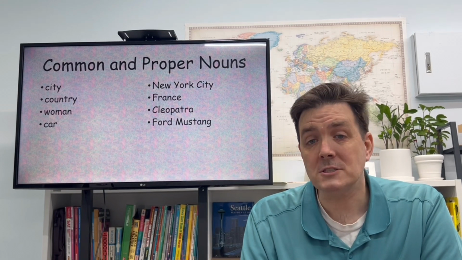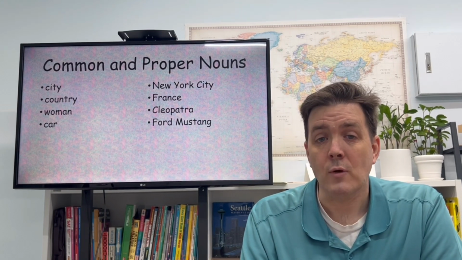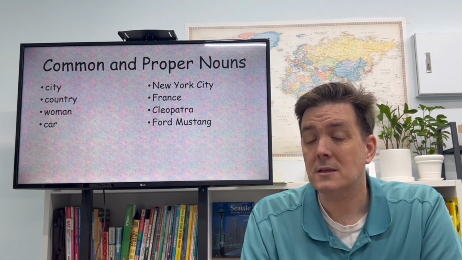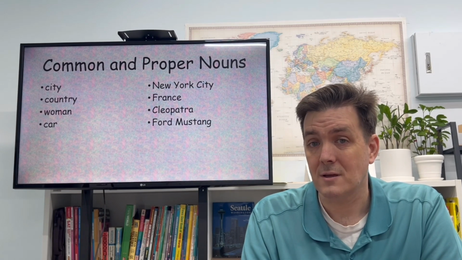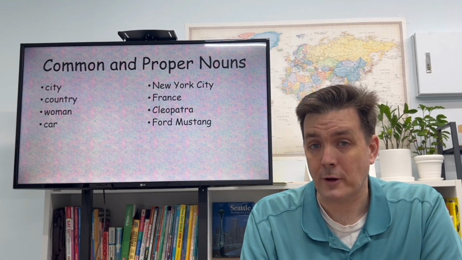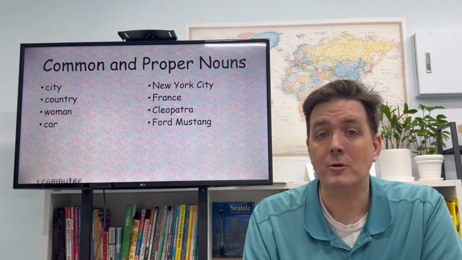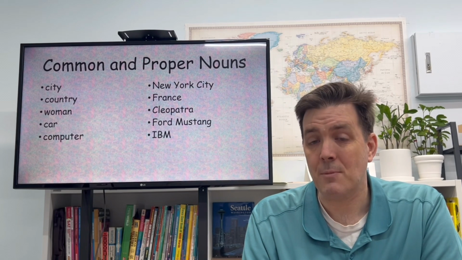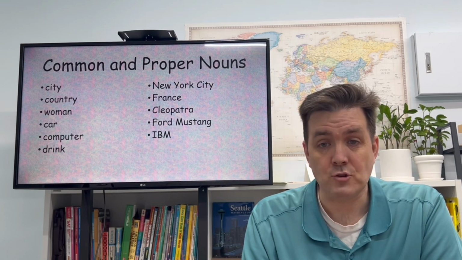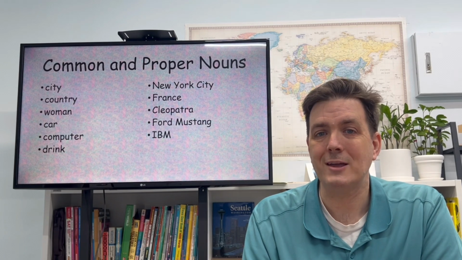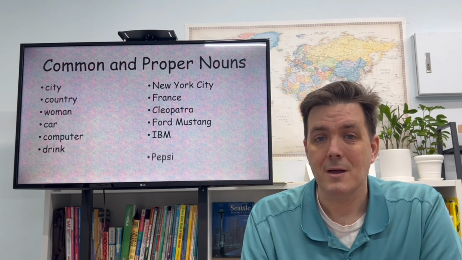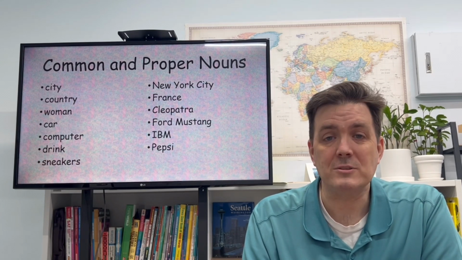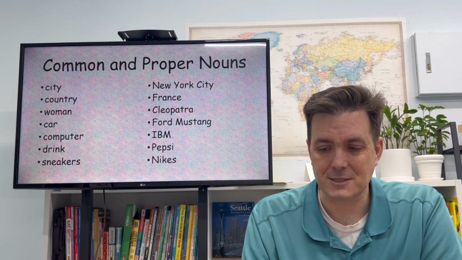By the way, a Mustang is a type of horse. So if I were to use the word Mustang in a sentence, if it was lowercase, then that means I'm talking about the horse. Capital M means I'm referring to the car. All right, how about computer, and then how about IBM, the name of a computer company. We have a drink. Well, one cheap drink I enjoy drinking because it's not expensive, Pepsi. We have sneakers, but the most famous sneaker brand in the world, Nike.